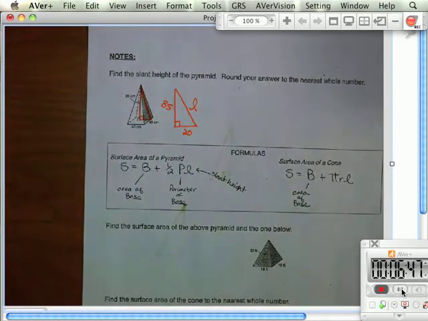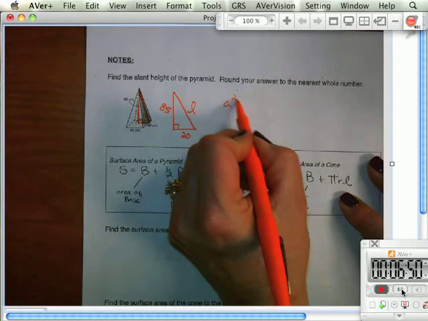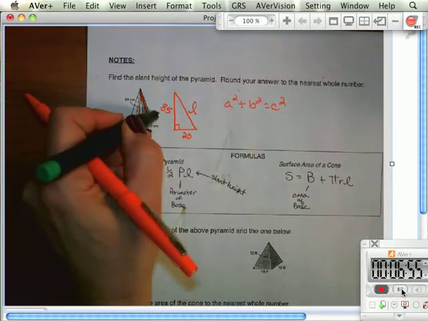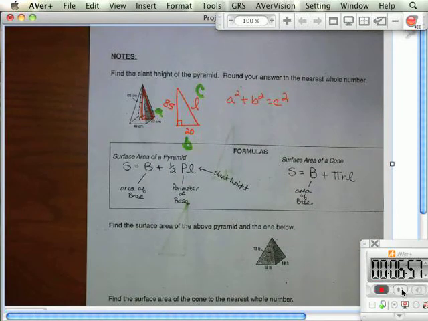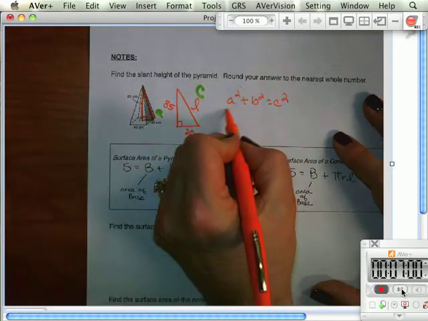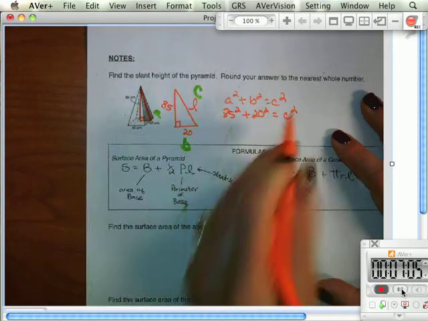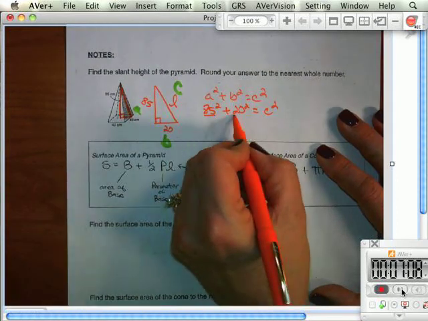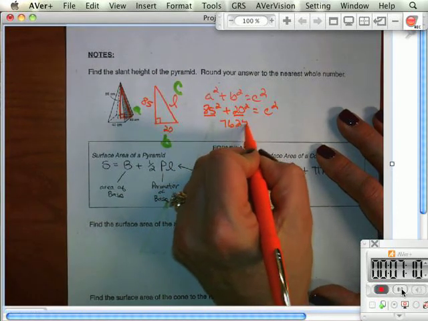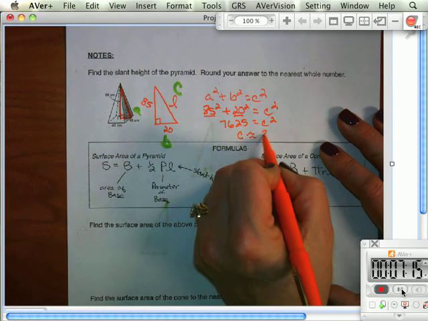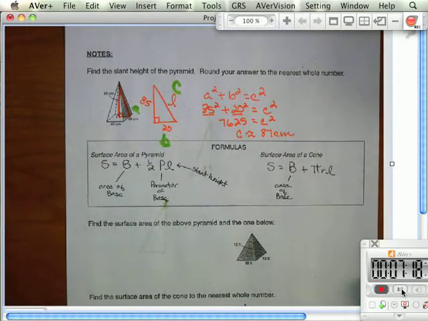So it's a right triangle. I can use the Pythagorean theorem. We could say this is A, B, and C. It doesn't matter where A and B are. 85 squared plus 20 squared equals C squared. This and this together is 7,625. And C is approximately 87 centimeters. That's how you use it to find slant height, which you're going to have to do because it's part of the formula.